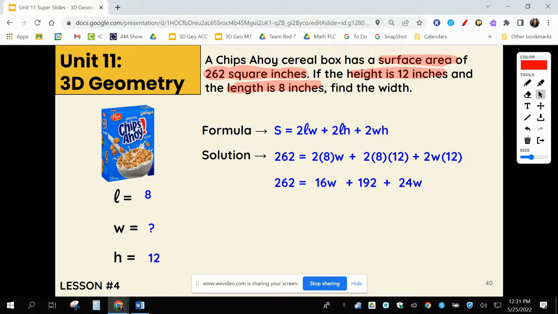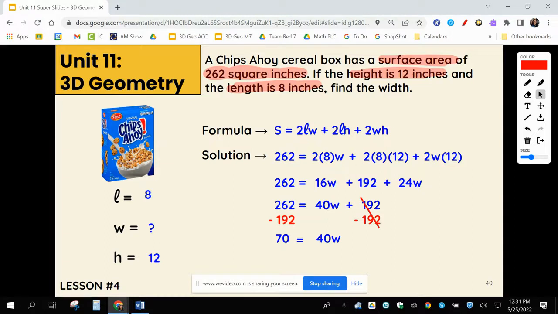Okay, this is an equation we can solve, but we need to clean it up first. And we're going to clean it up by combining 16W and 24W because those are like terms. So I'm going to rewrite this as 262 equals, okay, what's 16 plus 24? 40, so that's 40W plus 192. All right, we're ready to solve. So the first thing we're going to do from both sides is take away 192. We're left with 40W equals 70.